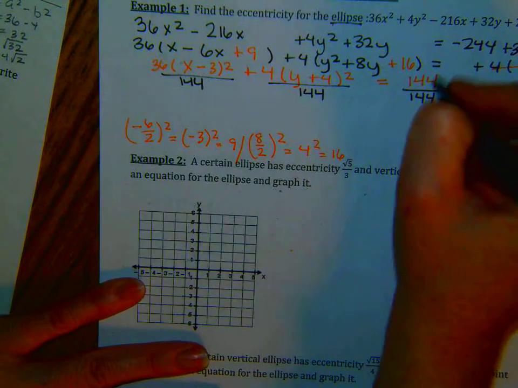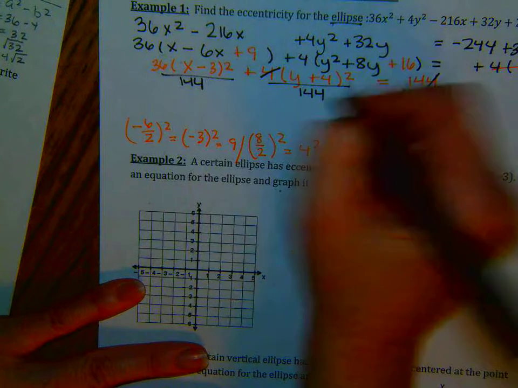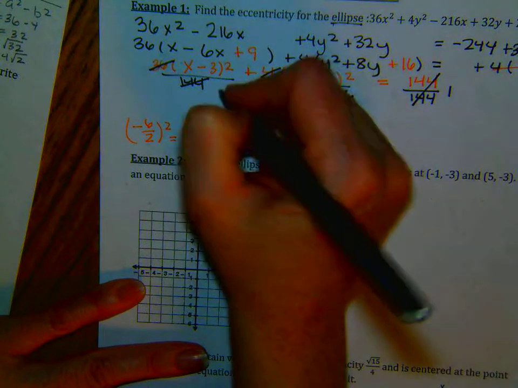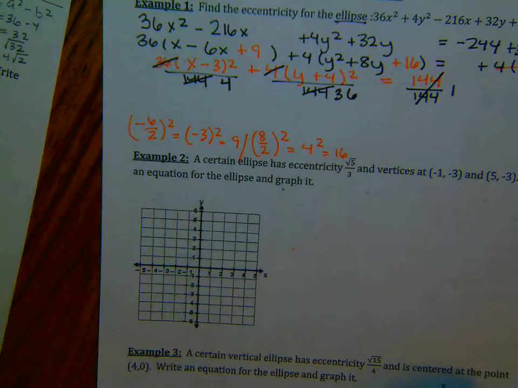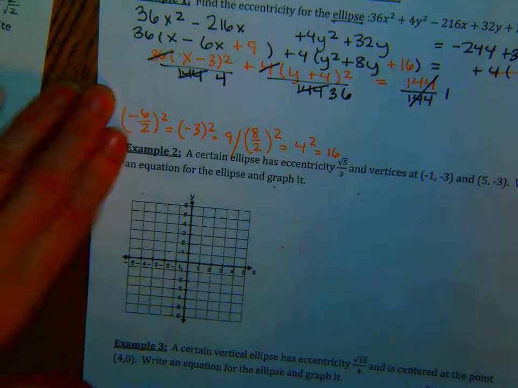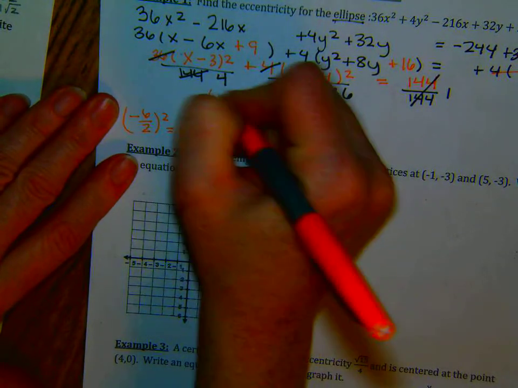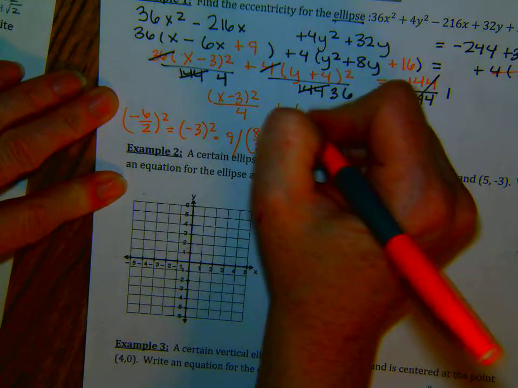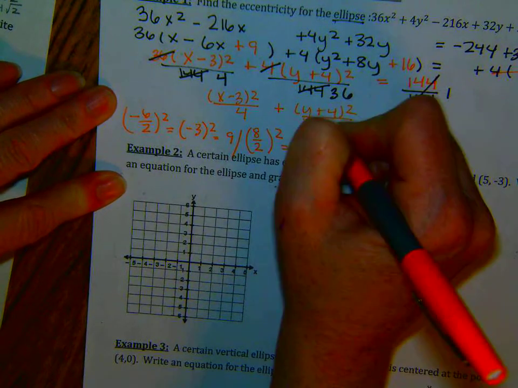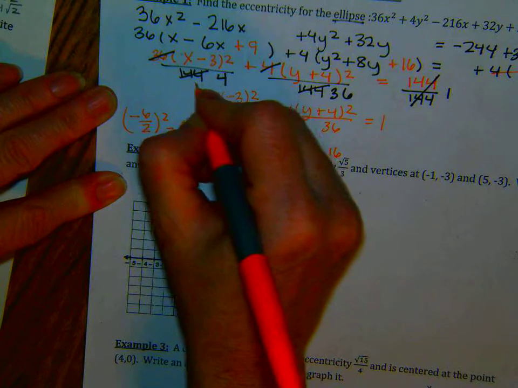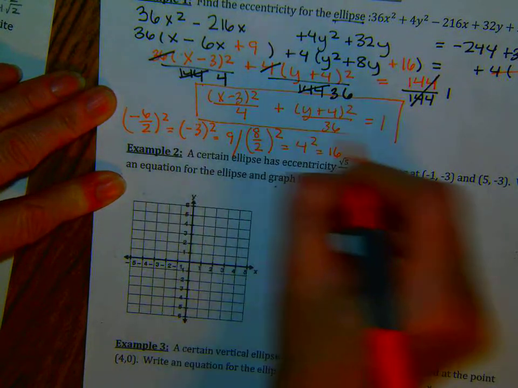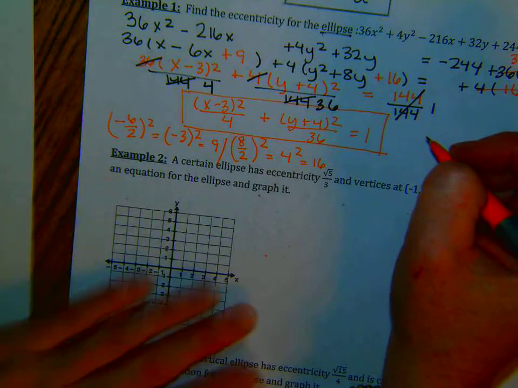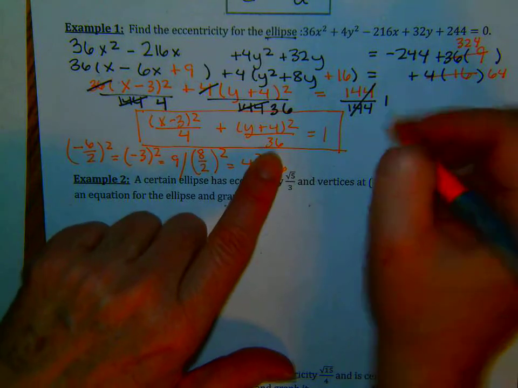This gives me 1. 144 divided by 4 is 36. 144 divided by 36 gives me 4. Okay, so now I'm getting an ellipse that looks like x minus 3 squared over 4 plus, I know it's an ellipse, y plus 4 squared over 36 equals 1. I'm going to box that in so we can clearly see it. Okay, what is my a and my b? Well, I know that a, being the larger term, is the square root of 36.